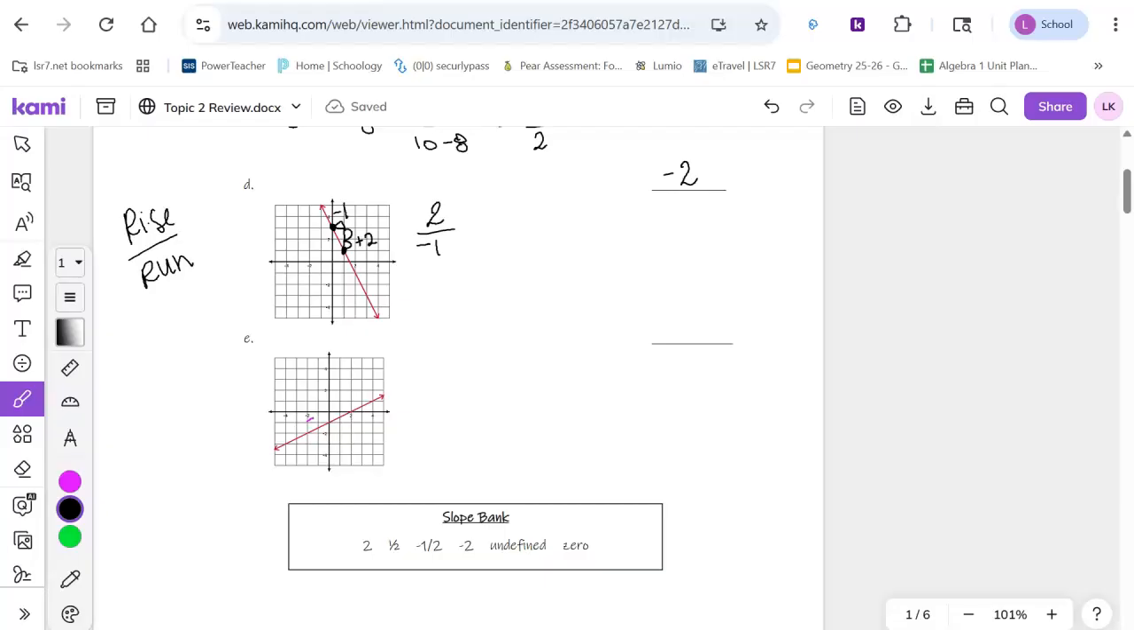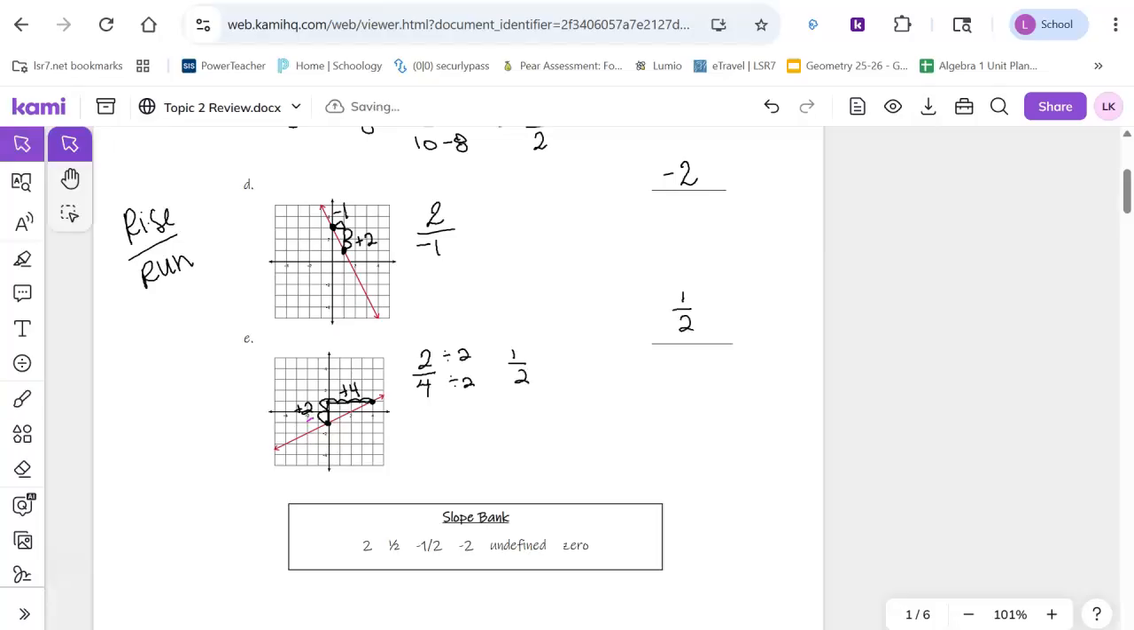For E, the same thing. I need to pick 2 points. I'm going to do these 2 this time. I go up and over, so I go up 1, 2, and I go to the right 1, 2, 3, 4. So 2 over 4, but I can simplify that. So I'm going to divide the top by 2 and the bottom by 2 to get 1 over 2. That is slope.